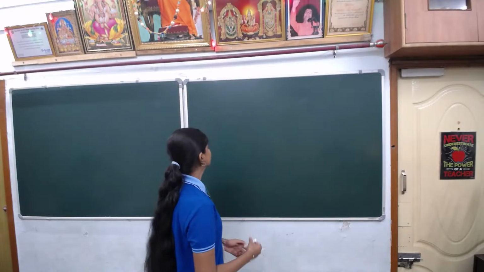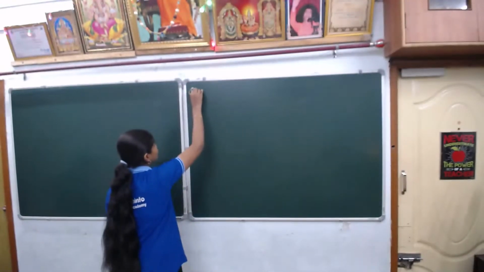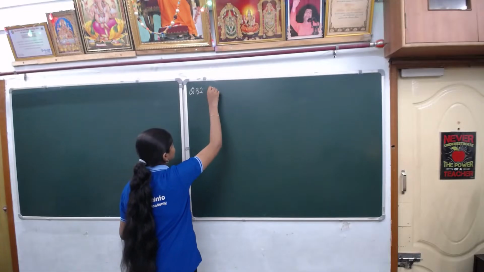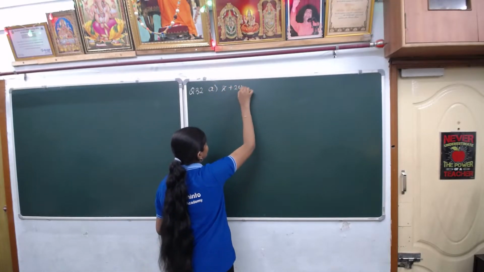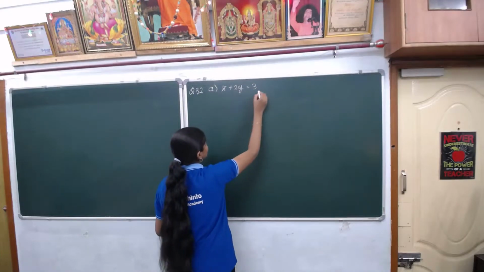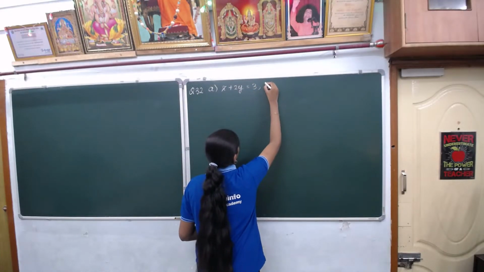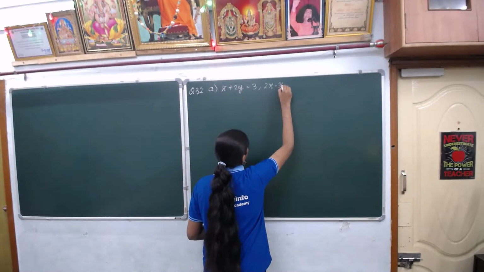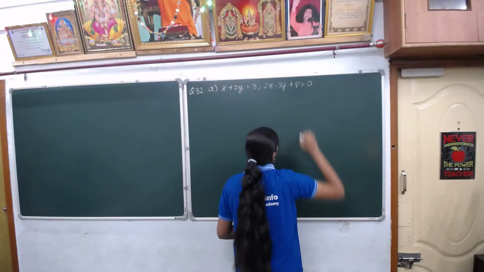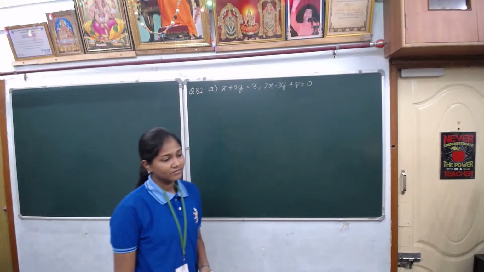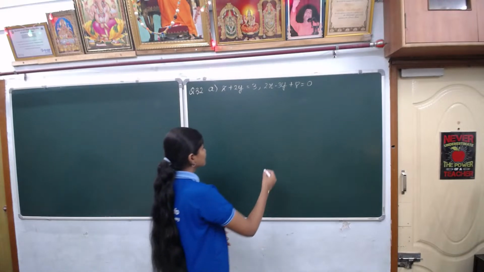What is the question number? 32. So question number 32A: x plus 2y is equal to 3, 2x minus 3y plus 8 is equal to 0. Solve graphically.